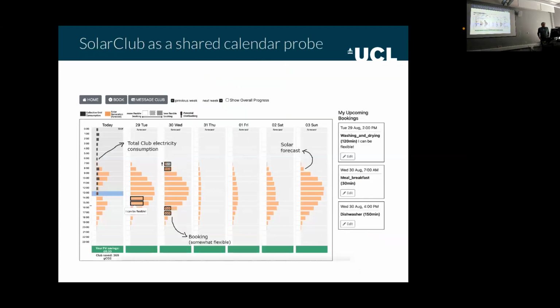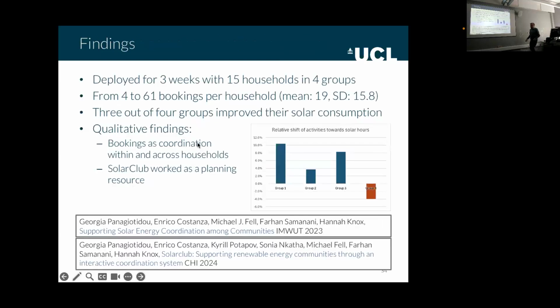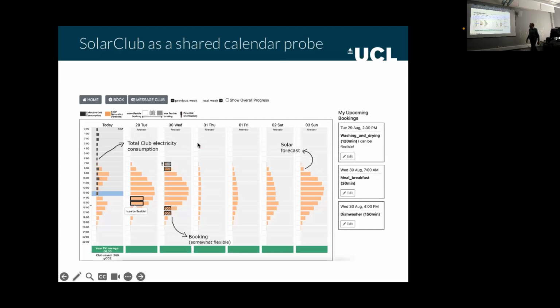So to address that, and very much as a probe, we designed and prototyped what is essentially a shared calendar. Again, similar to the designs you saw before. Here, each column corresponds to one day of the week. This is today, and these are the next few days. The orange bars, well, they're orange on my screen. Here, they're not very orange. These bars represent the forecast of solar generation.